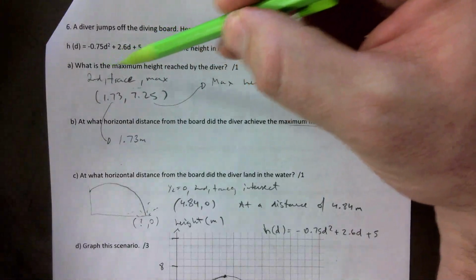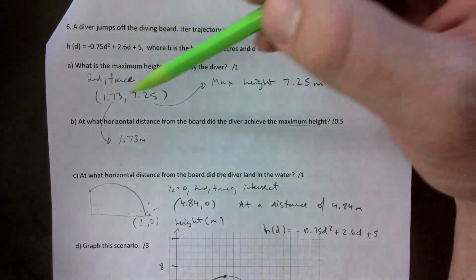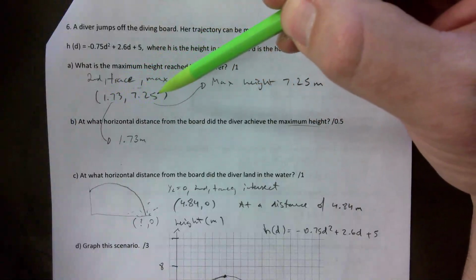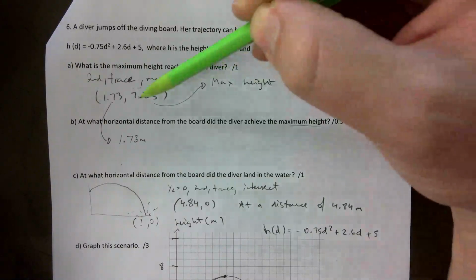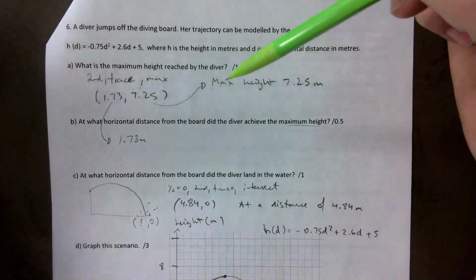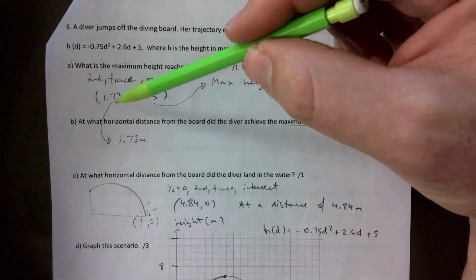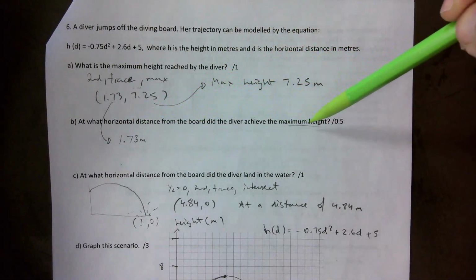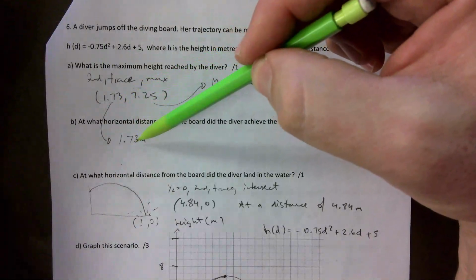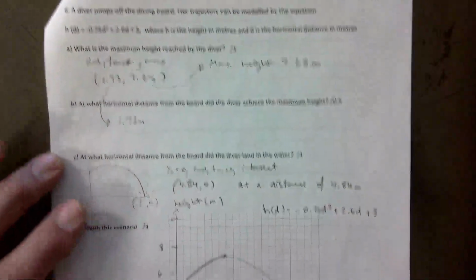And then what's the maximum height of this diver? It would have been the vertex, but you had to tell me that it's 7.25 meters to get the full marks. So some of you were so close, but not close enough. And what's the horizontal distance of this diver when it achieved the maximum height? I want you to state the 1.73 meters there. No need to find the vertex again because you already did that.